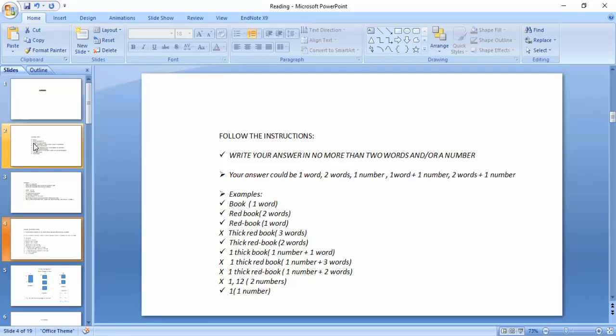So based on your instructions, you can easily make sure which answers might be right. You can easily predict, or you can easily eliminate the wrong answer without even reading the information given in the passage. So just by reading the instructions, you can eliminate the wrong answers based on their eligibility in the number of words or numbers.